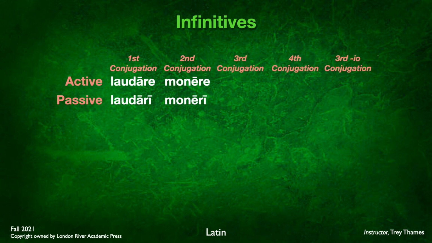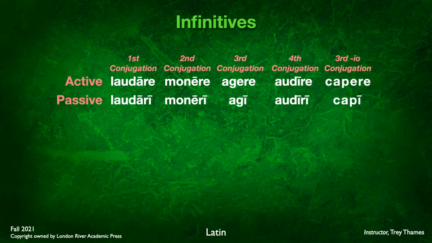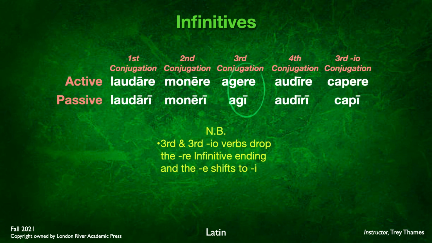Here we go. So for third conjugation, we have agere. Again, that's the second principal part, so it's "to lead" or "to drive." But for the passive, we drop the infinitive ending altogether, and the connecting vowel becomes an -i, a long -i. So it's agi. All right. Again, nota bene, third and third -io verbs drop the -re infinitive ending, and the -e shifts to an -i. So we were going to see an -i here, but we're going to drop the -re. Fourth conjugation functions exactly how you'd expect. Audire, that -e becomes an -i. So audiri, "to hear" and "to be heard."